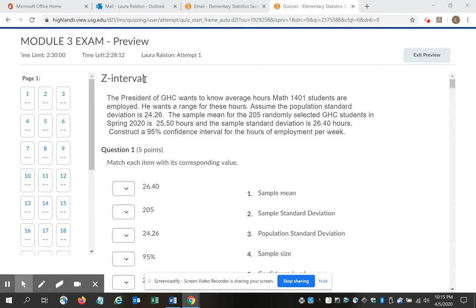One of the things that I tried to do to help you was, guys, there were headers here. It clearly has the header here that says Z interval, which is a huge clue, or at least should have been a huge clue that that's what you should do. Okay, so we read the question, and it says, the president of GHC wants to know the average hours Math 1401 students are employed. He wants a range for these hours.